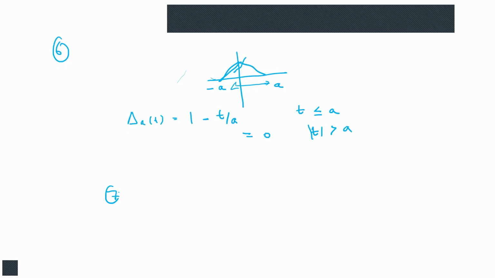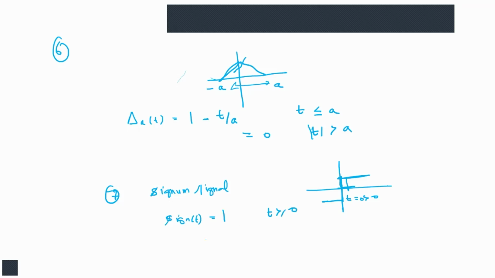Then one more function that you are getting is the signum function. Now the signum signal is basically represented like this: signum of t is equal to 1 when time is equal to 0 and greater than 0, and its value is equal to minus 1 when t is less than 0. So this is your signum signal.